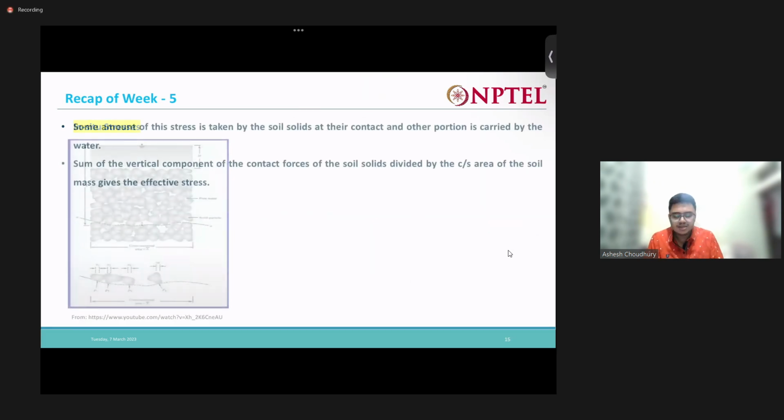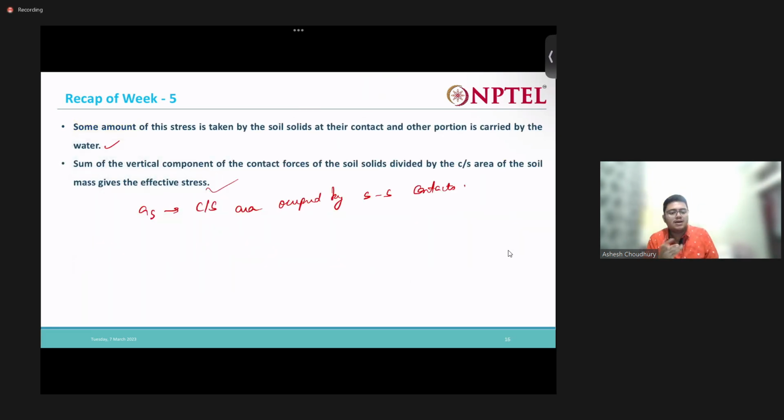In that cross sectional area, some amount is occupied by water, void water, and some amount is occupied by the solid contacts. So if AS is the area occupied by the solid to solid contact, then what is the area that is occupied by water? It is nothing but A bar minus AS.